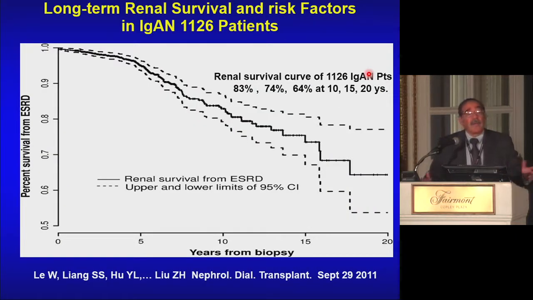So what about the survival? What about the survival of patients with IgA nephropathy? It turns out this is a study looking at the long-term survival in over 1,100 patients. It's a great big series from Nanjing Zhihang Lu's group in Nanjing, China. If you look at the renal survival, not needing dialysis, transplant, etc.